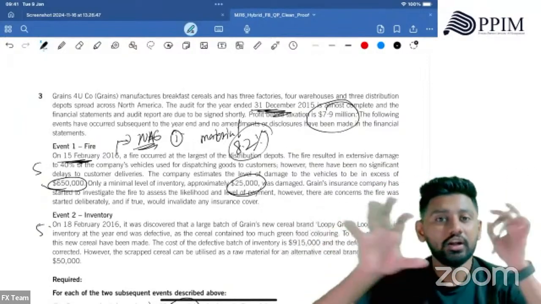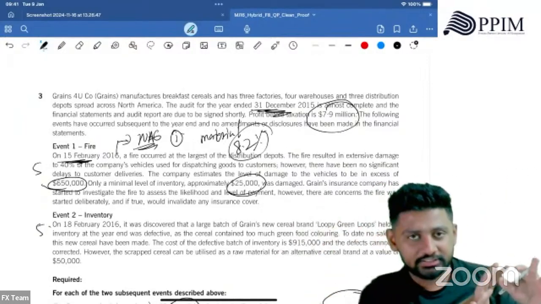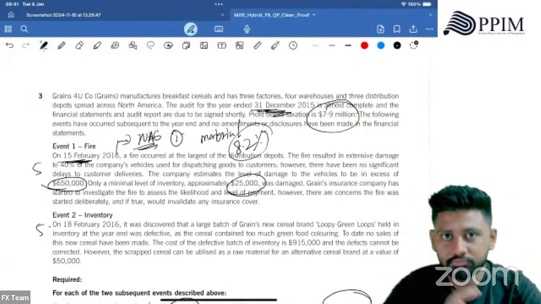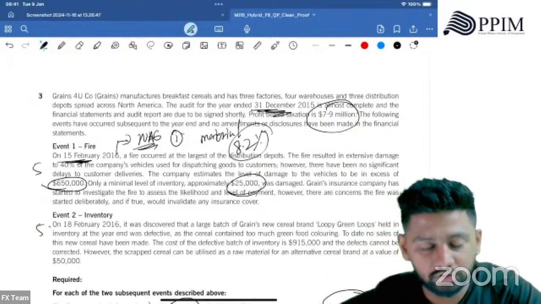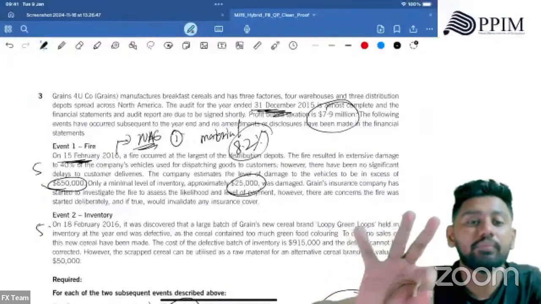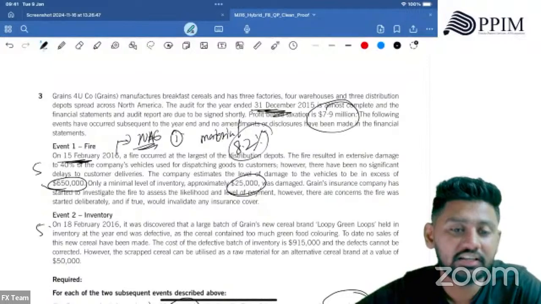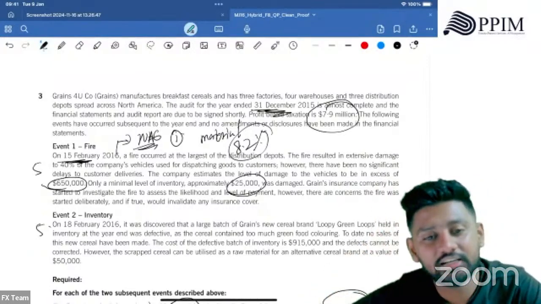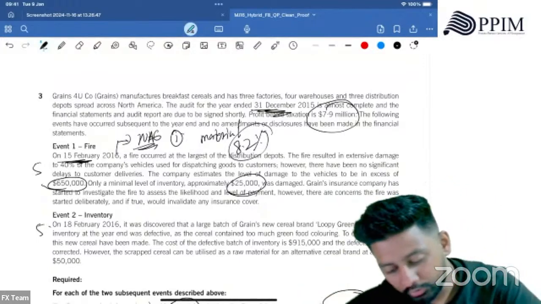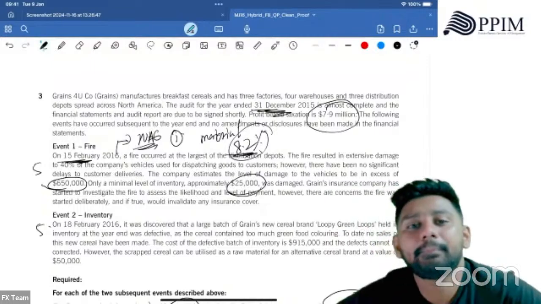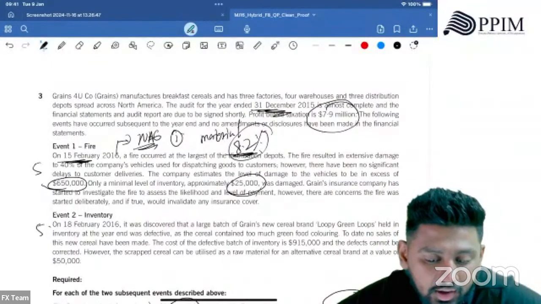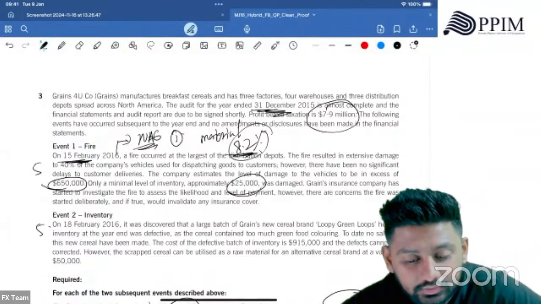So you're going to tell, look, this event happened after the year end. A fire was there. It cost damages of 635,000. It does not provide evidence of conditions existing as at the reporting date. Therefore, it is a non-adjusting event. You're going to say that, number one. And number two, you're going to say that this is material. Are we clear?